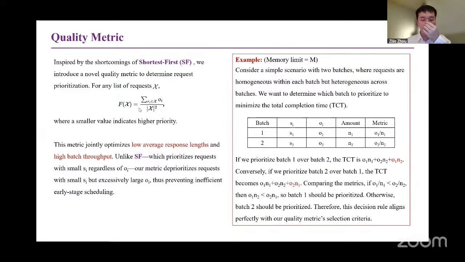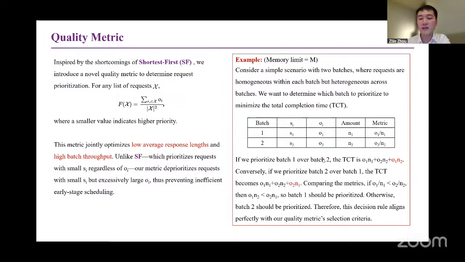Here I think we can also give a quick example to try to understand this quality metric a little bit. In this example, it's very simple. We have two batches. In the first batch we have n1 requests with prefill size s1 and output length o1. In the second batch, we have n2 requests with prefill size s2 and output length o2.